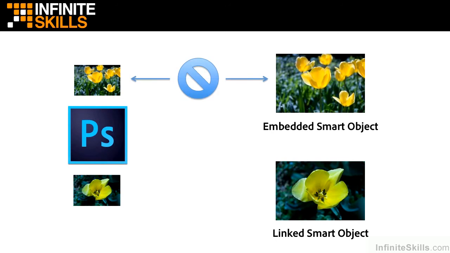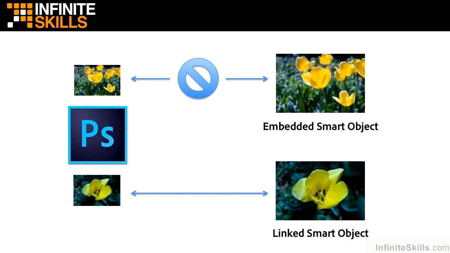When you embed something, you're making a copy. The original is no longer in any way involved with the one that's in Photoshop. When you link, I love this, it creates a link to the original. Now, what does that mean? That means that the one in Photoshop is influenced by the linked smart object.